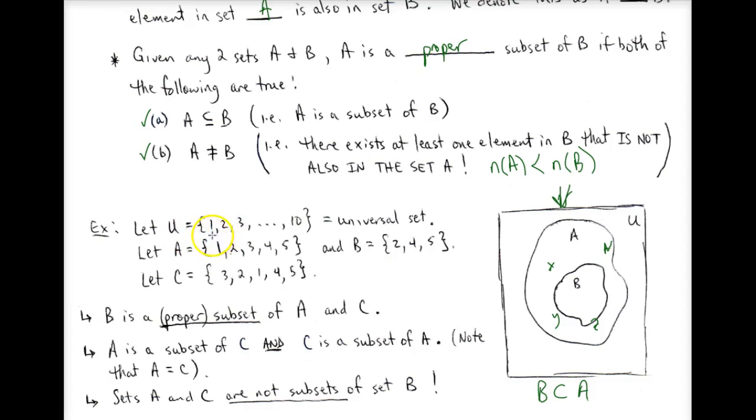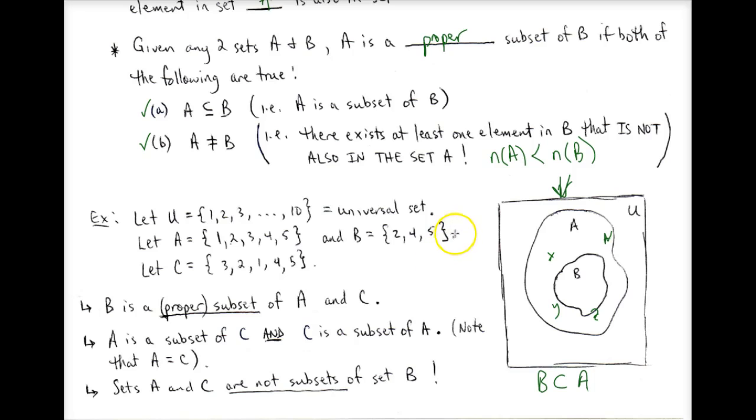So our universal set will be all the natural numbers from 1 to 10. We have A as being the natural numbers from 1 to 5. B is just 2, 4, and 5. And C is 3, 2, 1, 4, and 5. Okay. So we see here that B is considered to be a proper subset of A and a proper subset of C. And of course, B only has 2, 4, and 5 in it.